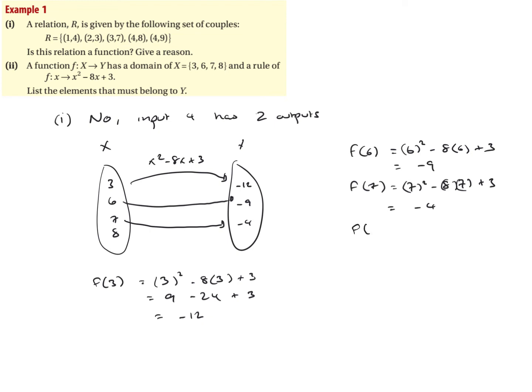And the last one is f of 8. So let's put that in, we're going to get 8 squared minus 8 by 8 plus 3. And if you work that out, that turns out to be 3. If you put that in your calculator, it means that 8 maps onto 3. And that means if we're going to list the elements, that means that our elements are going to be minus 12, minus 9, minus 4, and 3 must belong to the set of y.